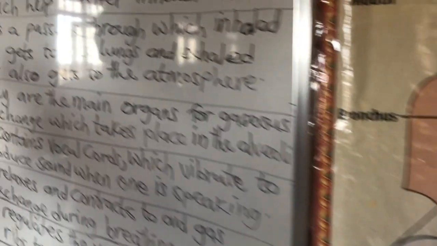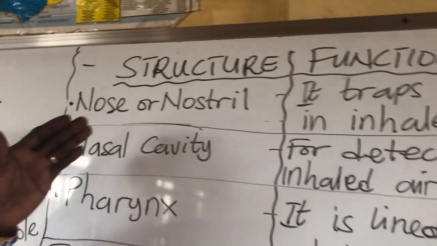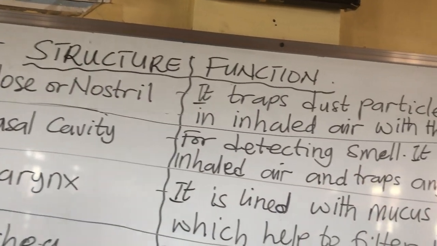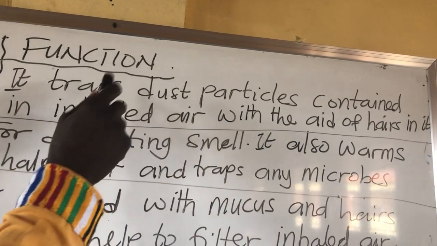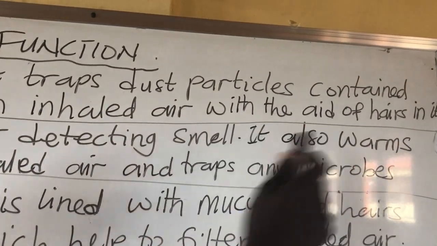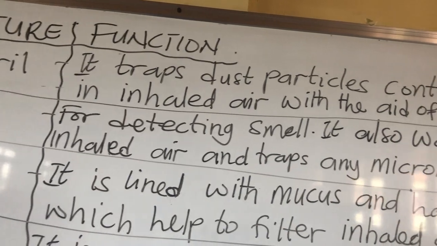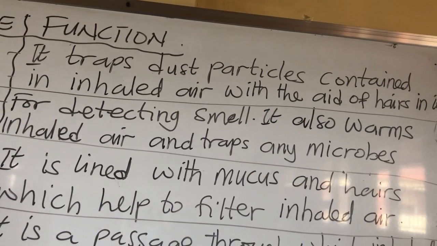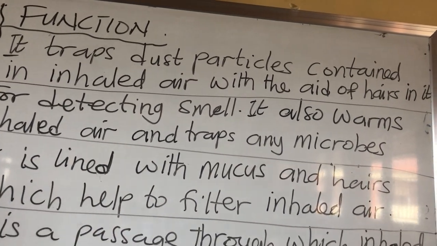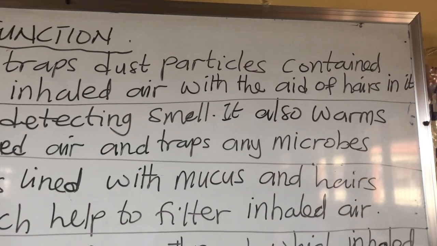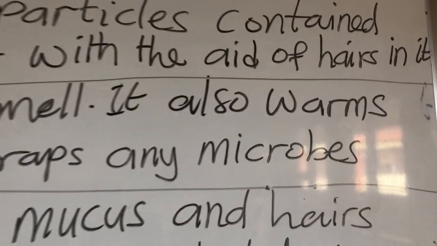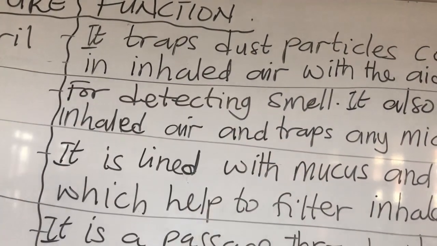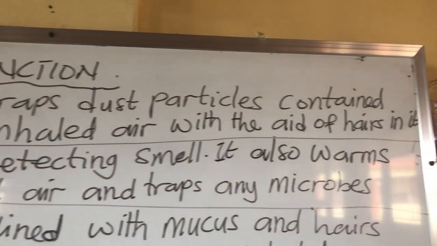Now please let's look at the functions of the structure. First we have the nose or the nostril. Now the nostril traps or stops dust particles contained in the inhaled air with the aid of the hairs in it. It means that the hairs in the nose are very important. Why? Because they trap dust particles contained in the inhaled air that we all breathe. So that is the role the nostril plays in the system.